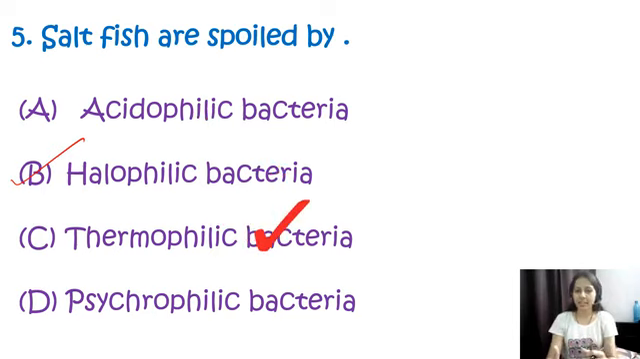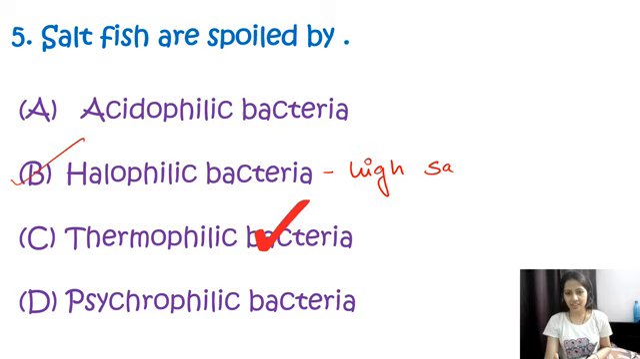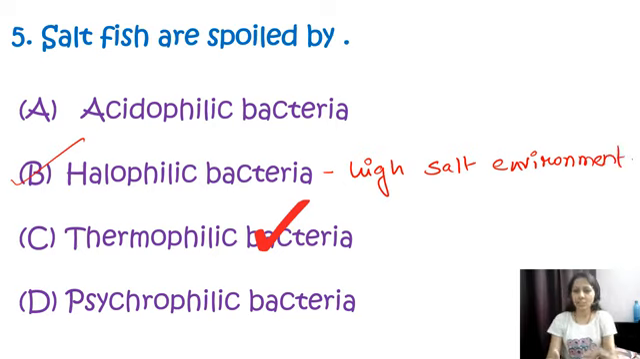Now these bacteria can thrive in a high salt environment. Means they can tolerate and even require a high concentration of salt to grow and reproduce, which makes them the primary agents for the spoilage in salted fishes.